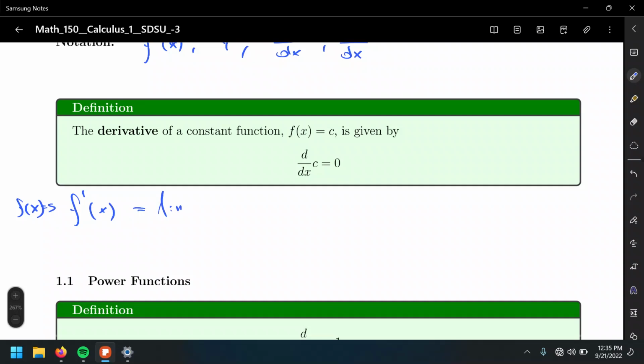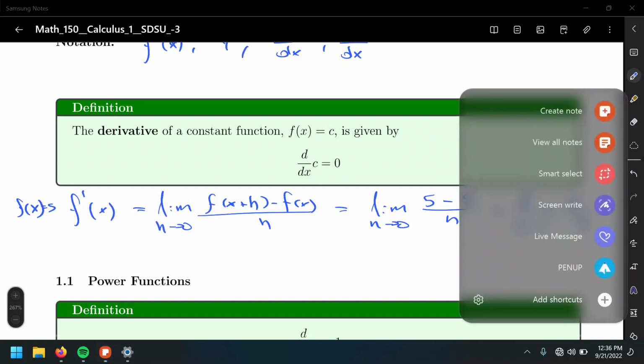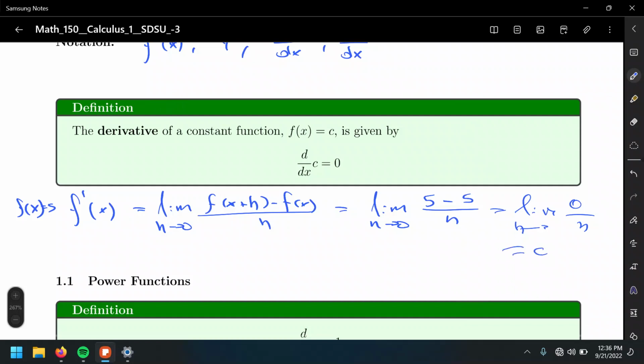So that'll be the limit of f of x plus h minus f of x over h as h approaches 0. Our given function f of x equals 5 doesn't have any x's to plug in the x plus h, does it? So all we're going to do is 5 minus the original function over h, and 5 minus 5, that's a 0, over h as h approaches 0. And this is 0. So that's why the derivative of a number is just 0.